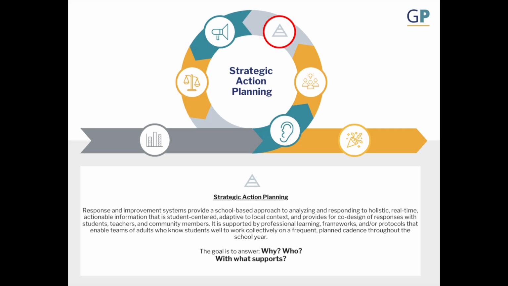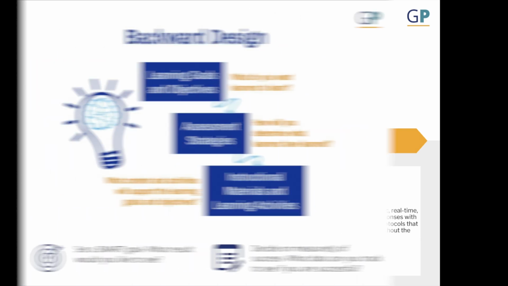Once there are some ideas on the table to prototype, student success teams move into strategic action planning. The goal is to answer, why are we using this intervention? Who is going to be responsible for following up on what part of the intervention, and what supports do we need to make this intervention possible?